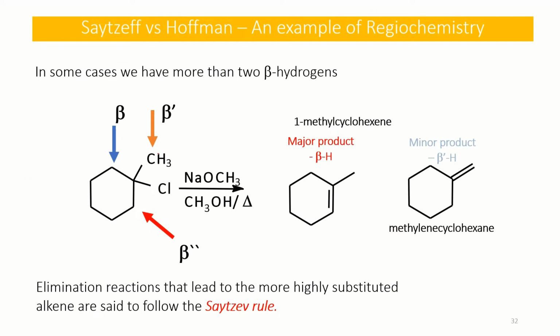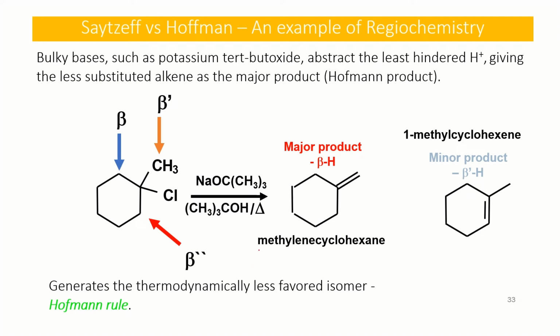Herein we can see this substituted cyclohexane, and elimination with the sodium methoxide realizes the tri-substituted alkene as the major. However, if we use the larger tert-butoxide, then the di-substituted alkene is what dominates.